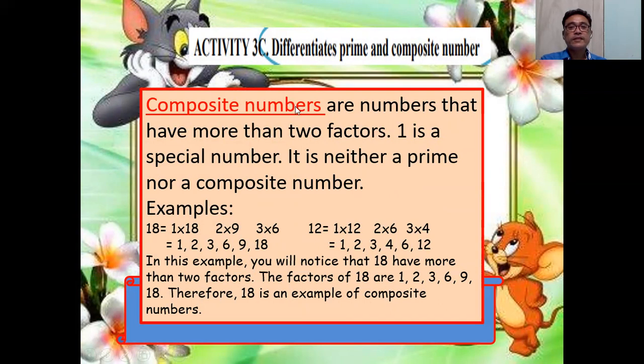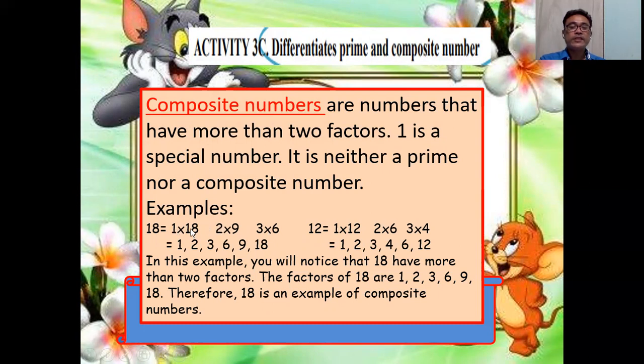Composite numbers are numbers that have more than 2 factors. 1 is a special number. It is neither a prime nor a composite number. Examples: 18. And these are the factors of 18.